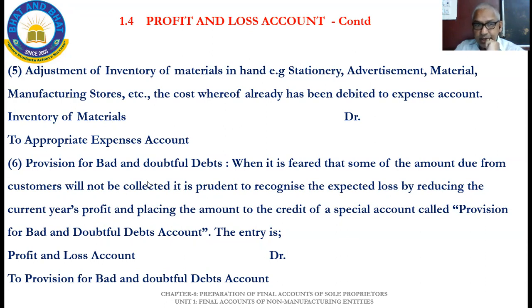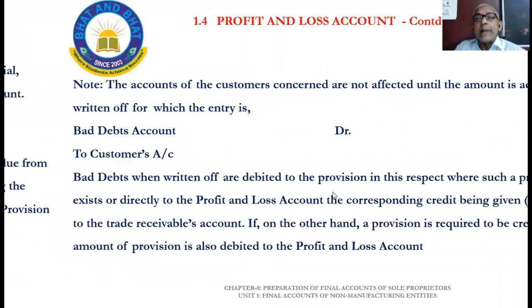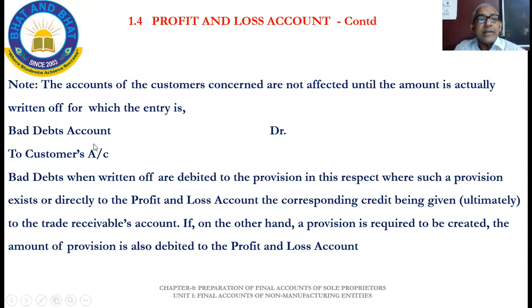Okay, how is the accounting treatment given? See this way. Provision, as well as bad debts, will be debited in the profit and loss account, and the customer's account will be written off. That means that much which is to be received from the customer will not be received. Hence, that customer account will be given that much credit, and that account will be closed.